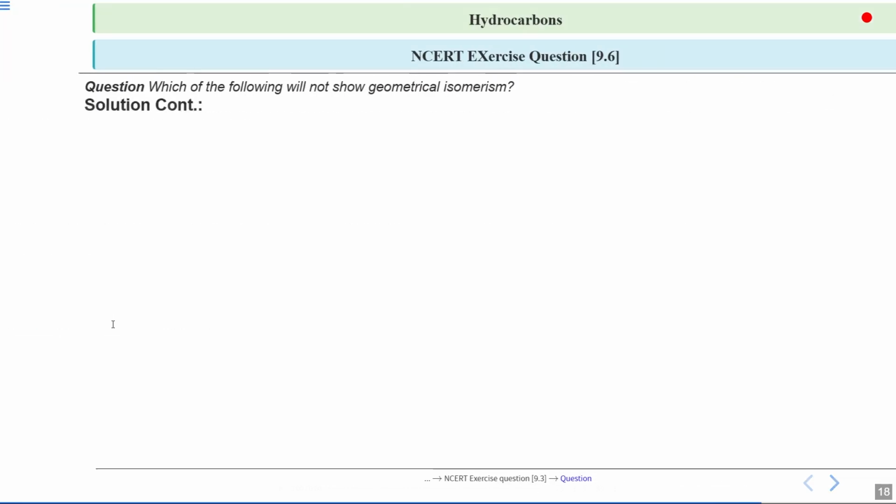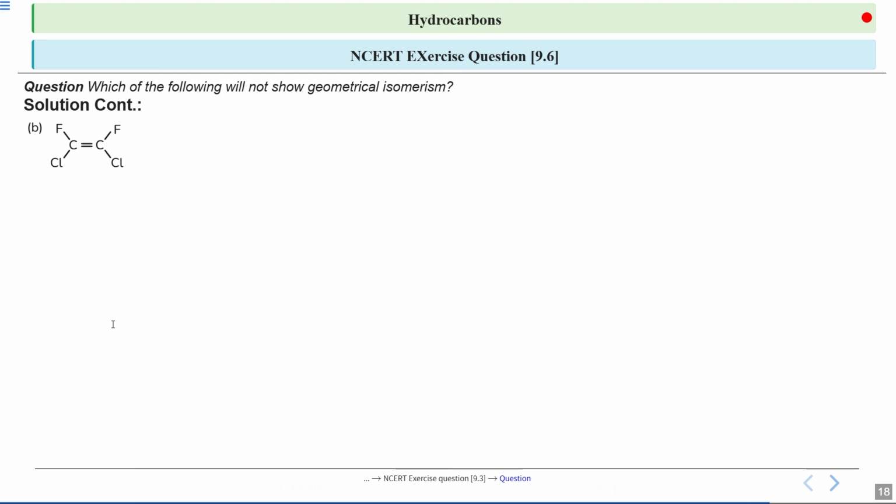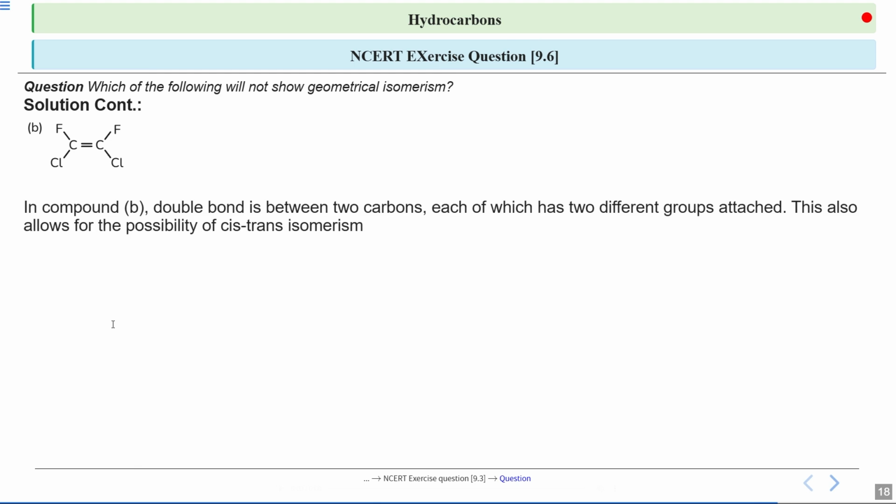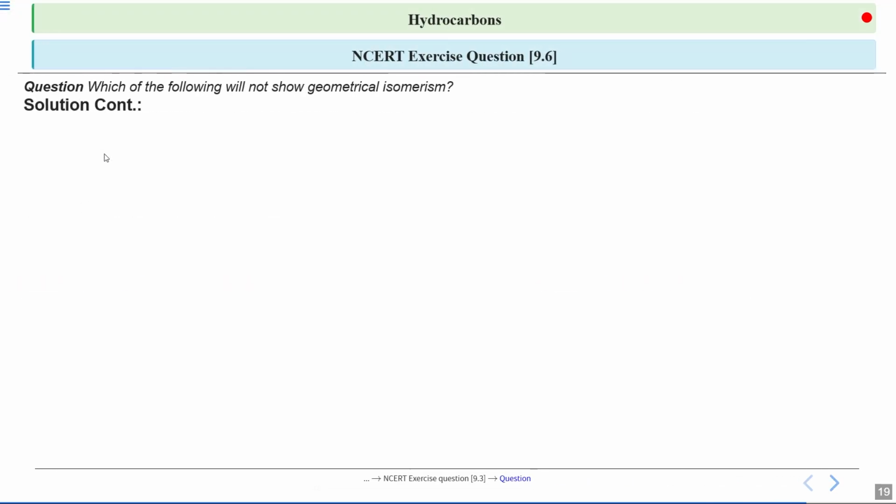Moving on further, what is the next option? B. Here also, the groups attached to the left carbon are different, which are fluorine and chlorine. And similarly, the groups attached to the right carbon are again different, which are fluorine and chlorine. Therefore, they can show geometrical isomerism. So you have to worry about an individual carbon. Got it? The last option to be considered is option number C.